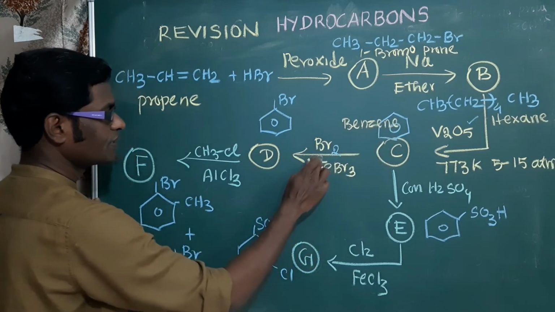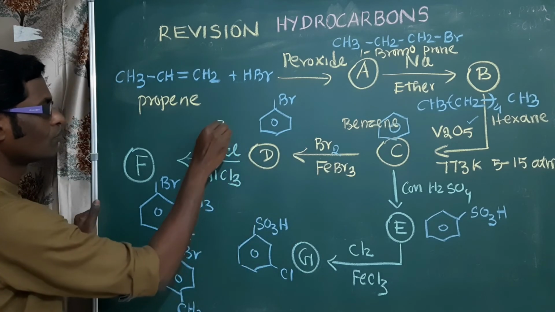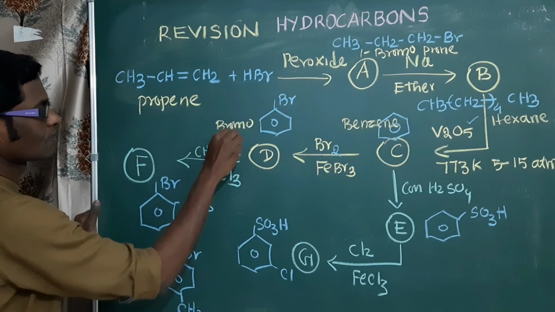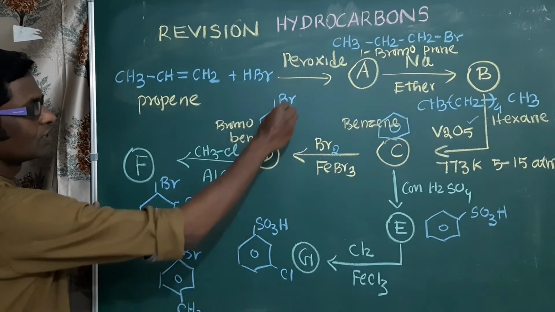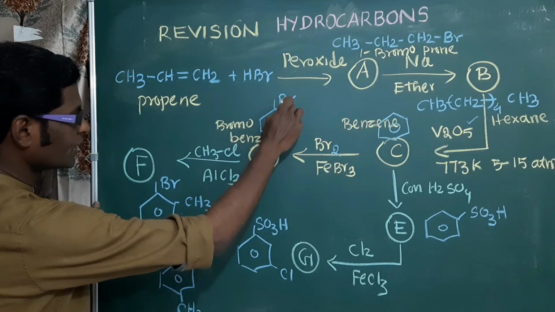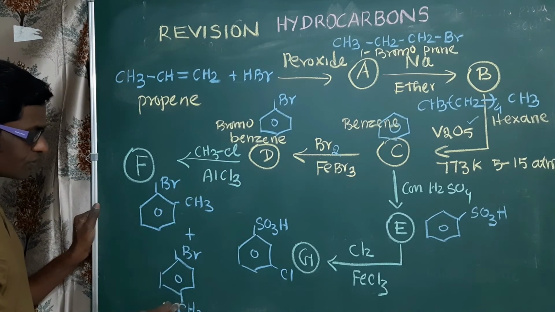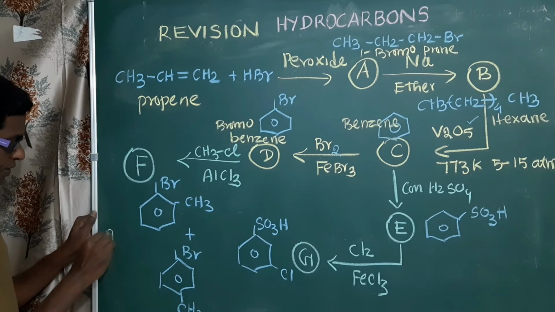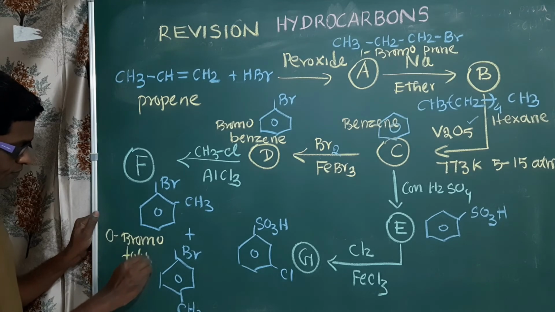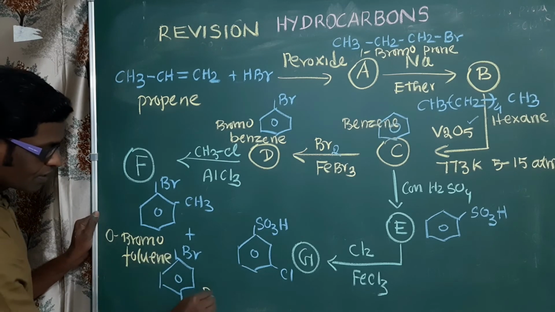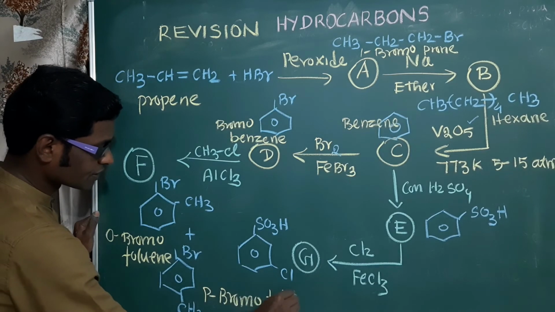When benzene treated with bromine in presence of FeBr3, ferric bromide, we will get bromobenzene. Electrophilic substitution reaction. Nature of bromine is ortho-para orienting group. So methylation takes place in both ortho as well as para position. Name of the compound, ortho-bromotoluene and para-bromotoluene. Here para is major.